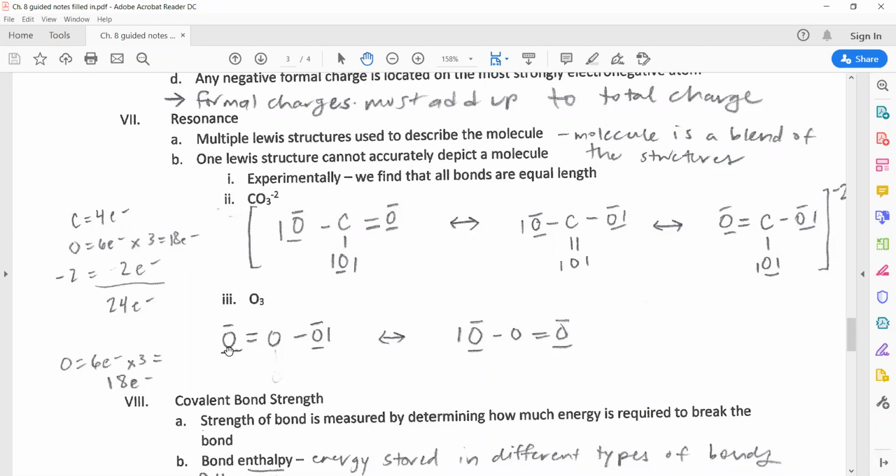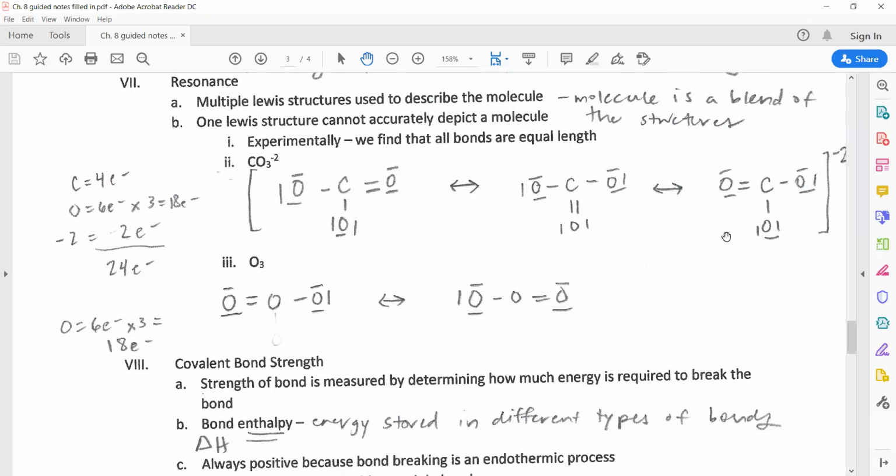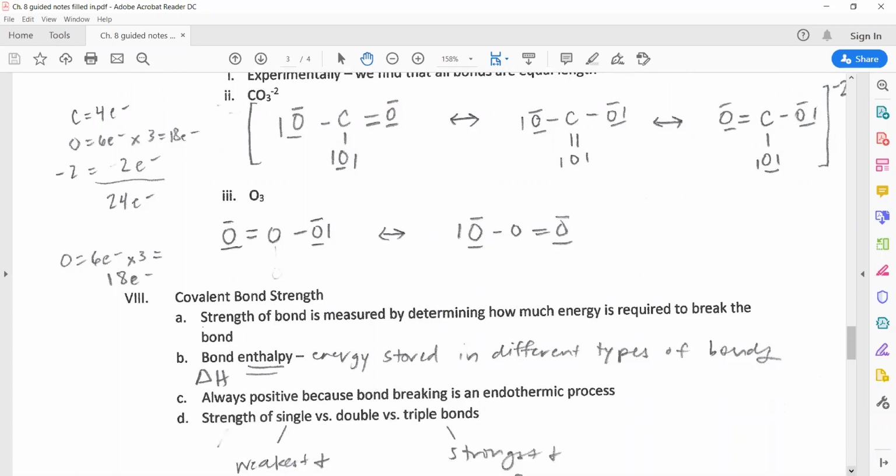Oh, I'm just realizing I drew this incorrectly. We would actually need to make a triple bond and a triple bond, because do you notice this middle oxygen still doesn't have an octet yet. So the O3 here is not a good example. I will update the filled in guided notes to show you that example. So CO3 2-, great example of resonance, and O3 will be updated.